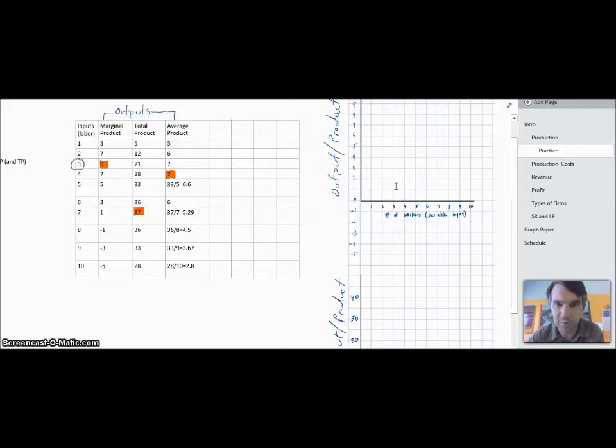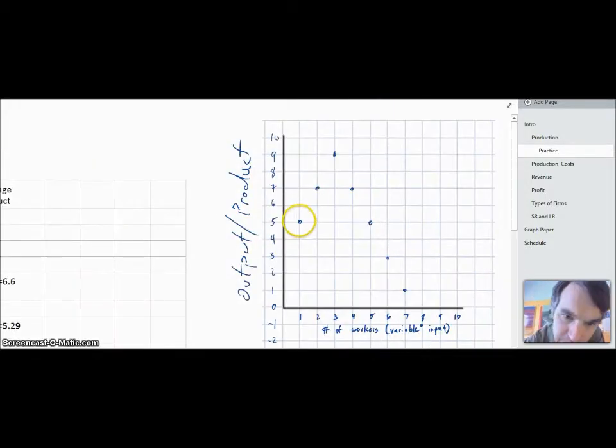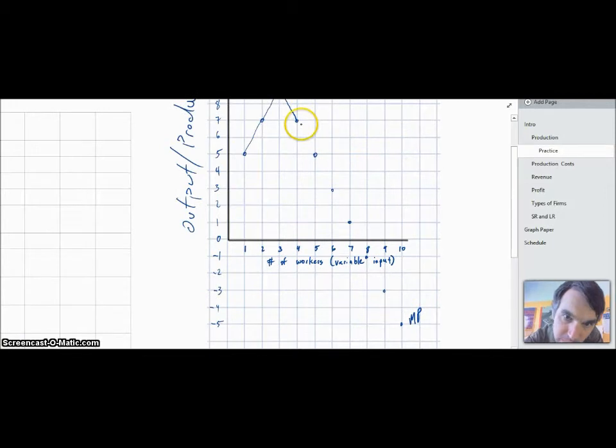So all I'm going to do, I'm going to start with marginal product, and I'm going to say the first worker, the first input is 1, and the marginal product is 5. So the first worker is 1, and the marginal product is 5. Second worker, marginal product is 7. Okay, so MP is going to look like that.